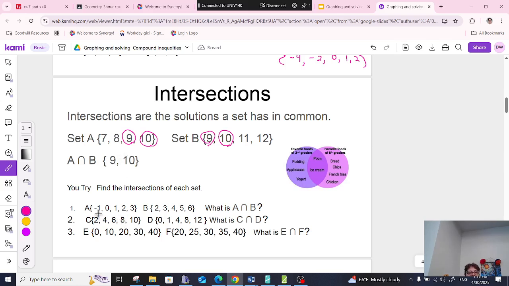So over here, find the intersection of each set. So I have A and B. Does A have -1? Does B have -1? 0. No. 1. No. 2 and 3. So 2 and 3 are the only 2 numbers that they have in common. So what about this one? I have 4 and 4 and then 8 and 8. Very good. So 4 and 8.